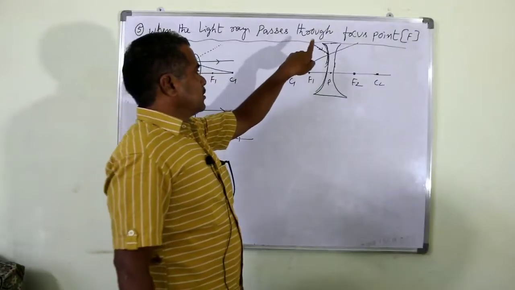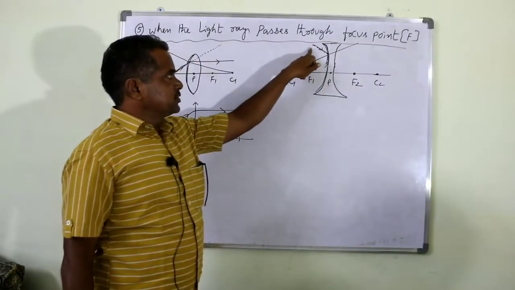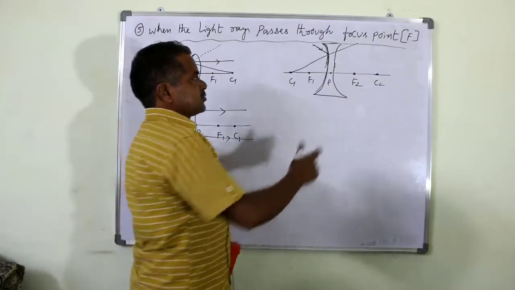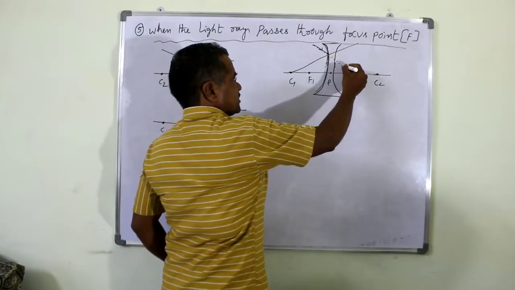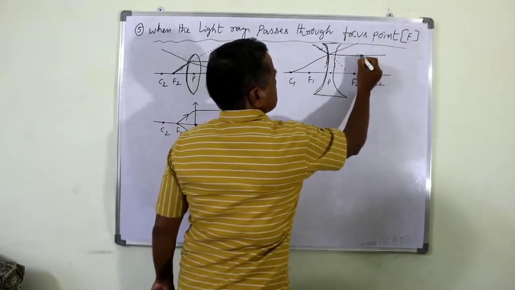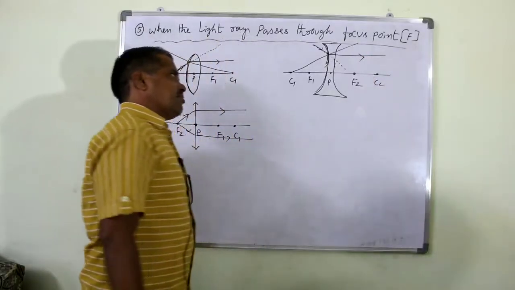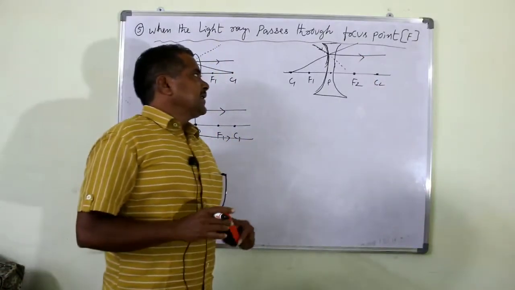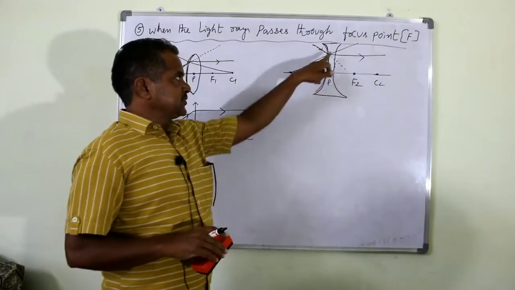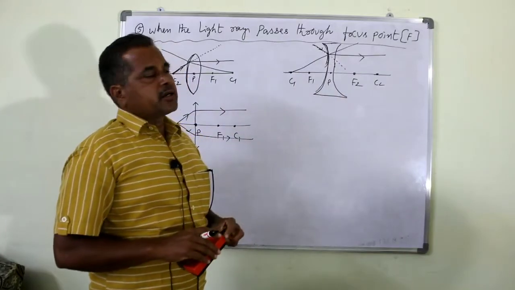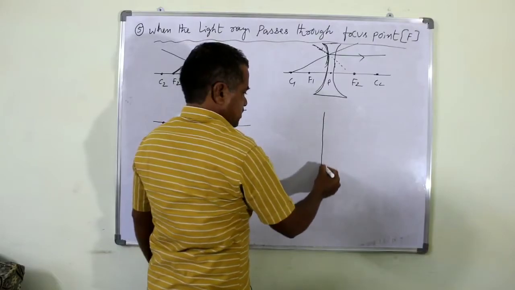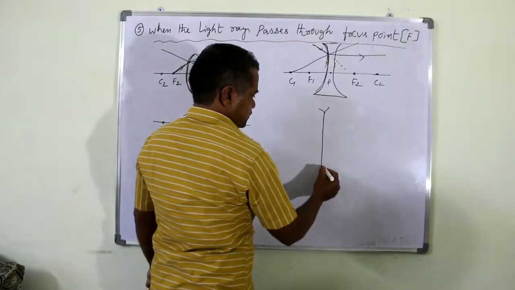Again recall the properties of refraction. Any light ray which moves from rarer to denser, the corresponding refracted ray moves nearer to the normal. The original direction is like this, but it moves nearer to the normal, so that it moves like this. So in the case of biconcave also, any light ray which seems to pass through the focus point, the corresponding refracted ray moves parallel to the principal axis. It can be drawn like this also.